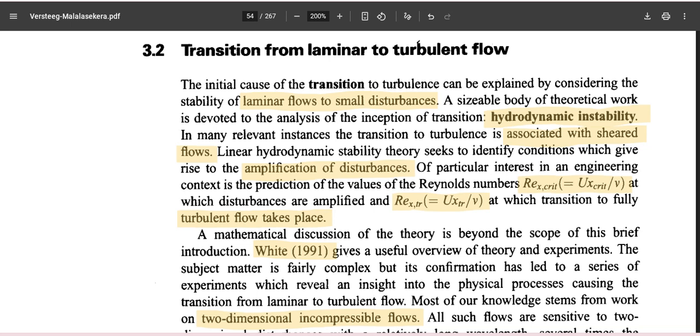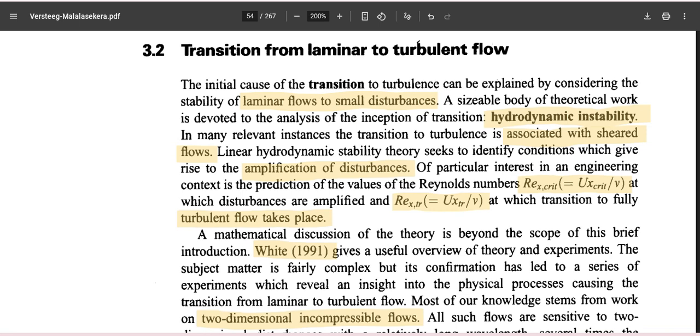The crux of the theory is that laminar flows are subjected to perturbations in their flow equations. In terms of physics, the flow is subject to a small disturbance. How does this disturbance evolve over time? If these disturbances are attenuated, then the flow remains laminar and stability is maintained.